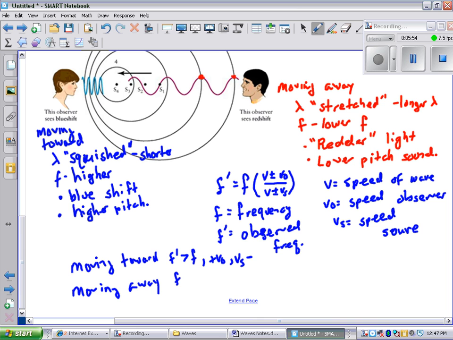F prime has to be less than f. So this fraction has to be less than 1, so I want to make the top small and the bottom big. So it would be minus for VO and plus for Vs.